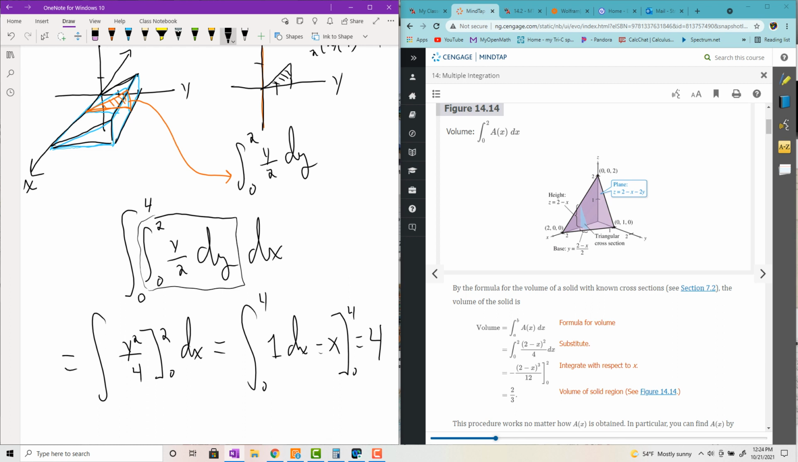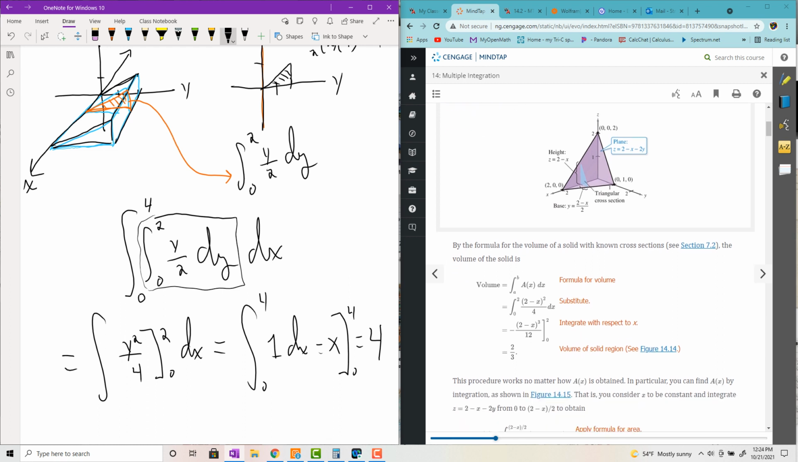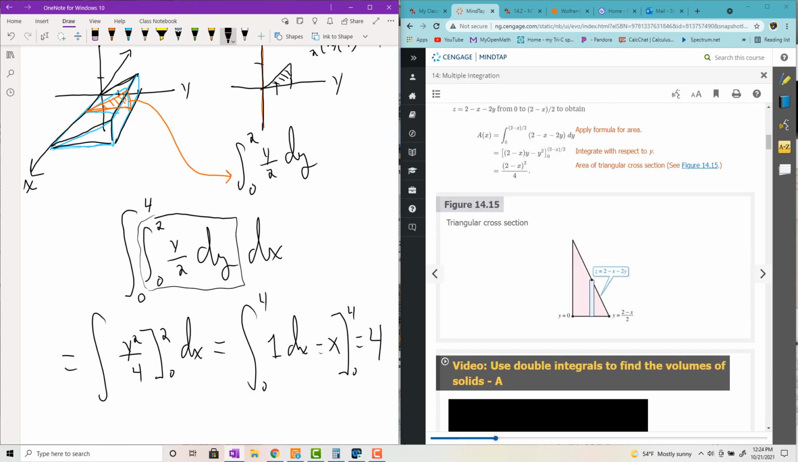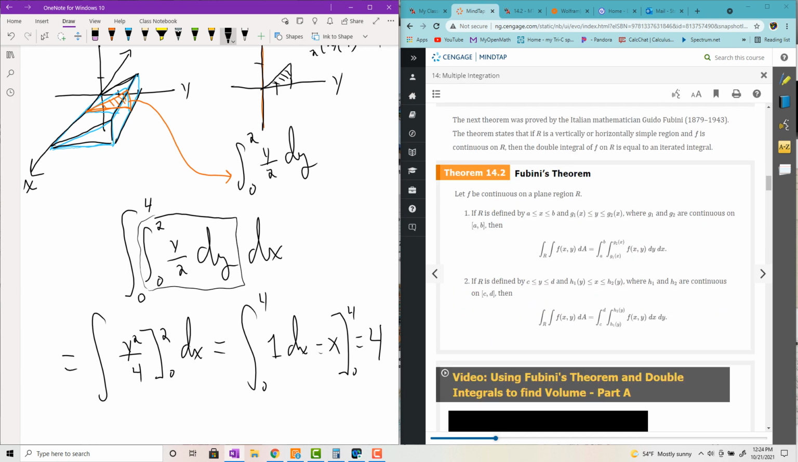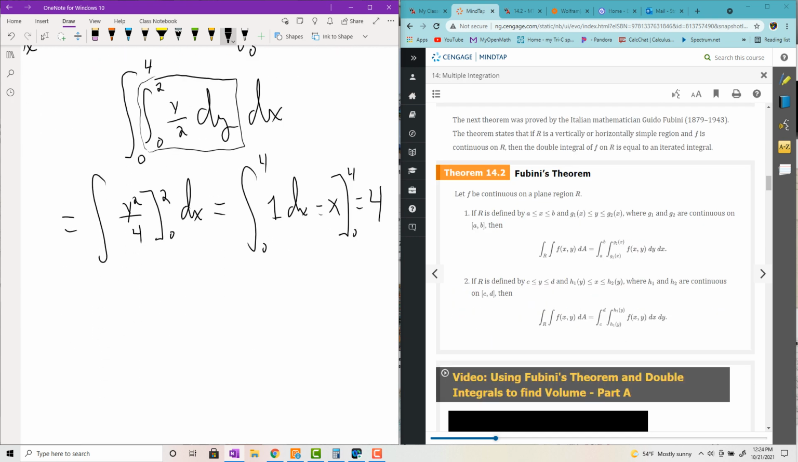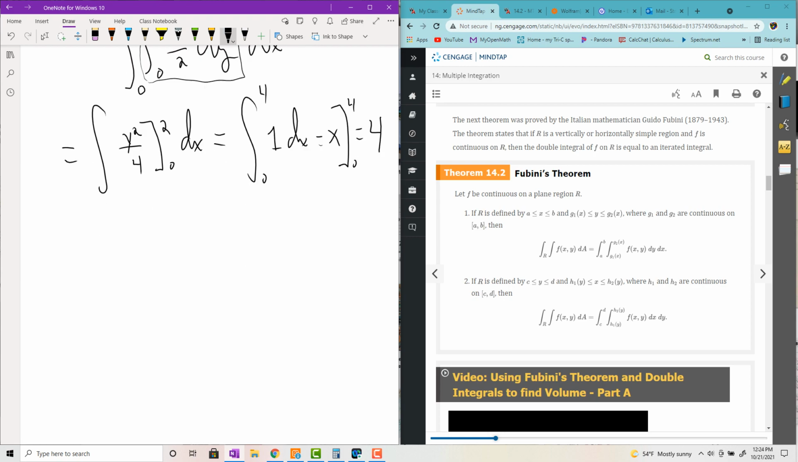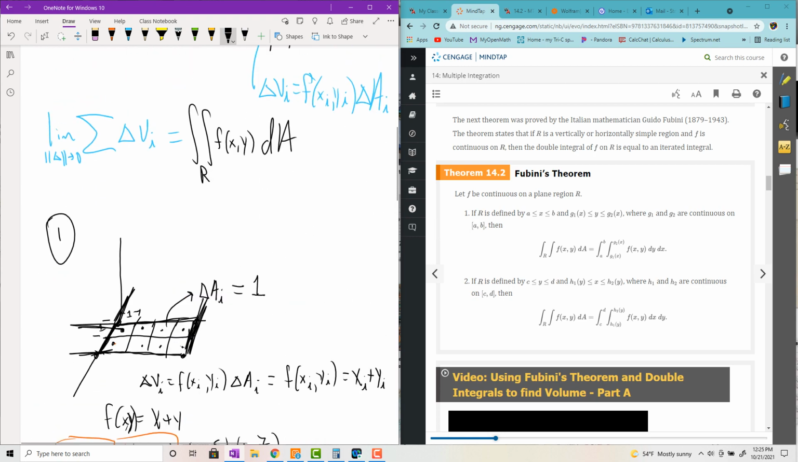But the idea is the same. Adding up all these little triangles, if you add them all together from x equals 0 to 2 on this picture on the right here, in figure 14.14, adding up all these little triangles of varying sizes, you end up with the volume of that triangular solid. Okay. So then they kind of claim, without too much proof beyond what they just showed you, that the double integral is the same as the iterated integral.